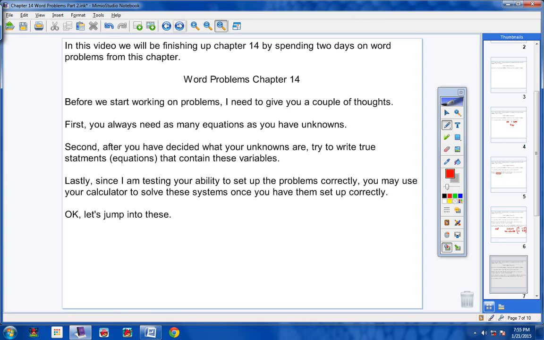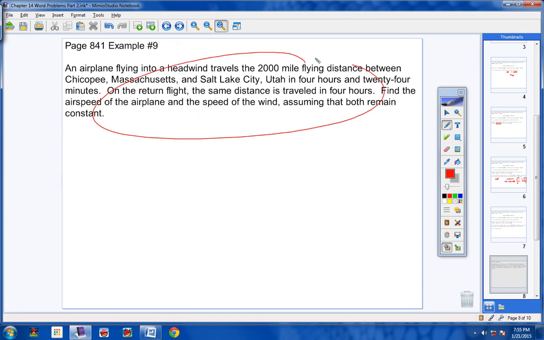Let's go ahead and jump right into these. In your notes, instead of copying all this down, I would encourage you to write page 841, example number 9, okay? Page 841, example number 9, here we go. An airplane is flying into a headwind. Now that's going to slow the airplane down, okay? It travels the 2,000-mile distance between Chicopee, Massachusetts, and Salt Lake City, Utah. It makes this trip in 4 hours and 24 minutes. On the return flight, the headwind is now pushing the airplane faster, so the same distance is traveled in only 4 hours. Find the airspeed of the airplane and the speed of the wind. Assume that both remain constant.